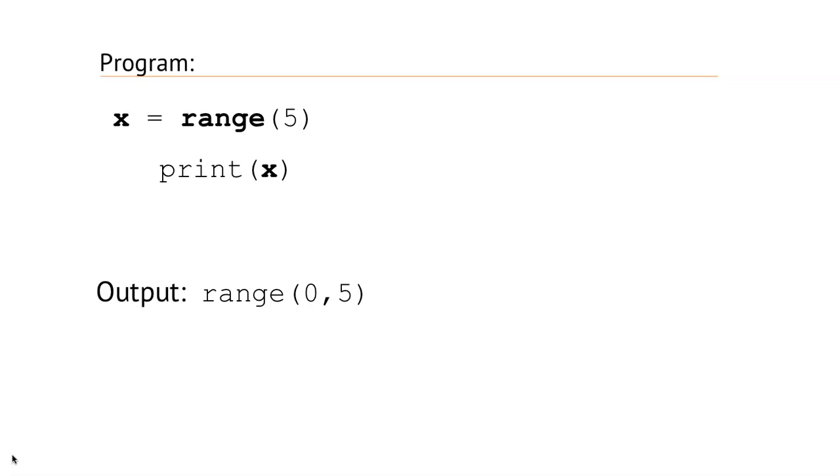Now, indexing can be applied on range. So when we print x of index 2, it will give the value at index number 2 and will give the output 2. In the same way, we can print the value at index number 0, index number 1, 2, 3, and 4.